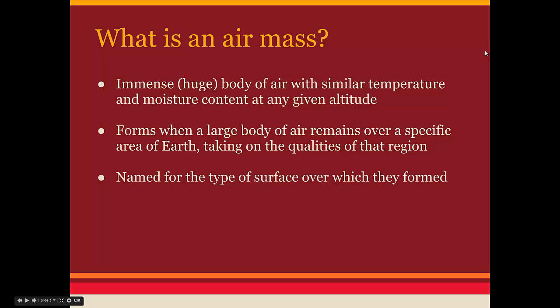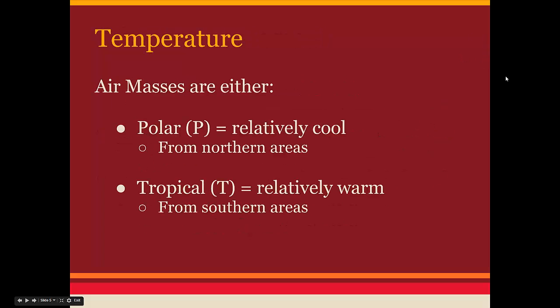The second quality we look at is temperature. They are either going to be pretty much cool or warm. We describe them as polar if they're relatively cool and they're from northern areas, or they're tropical if they're warmer and they form in a southern area.